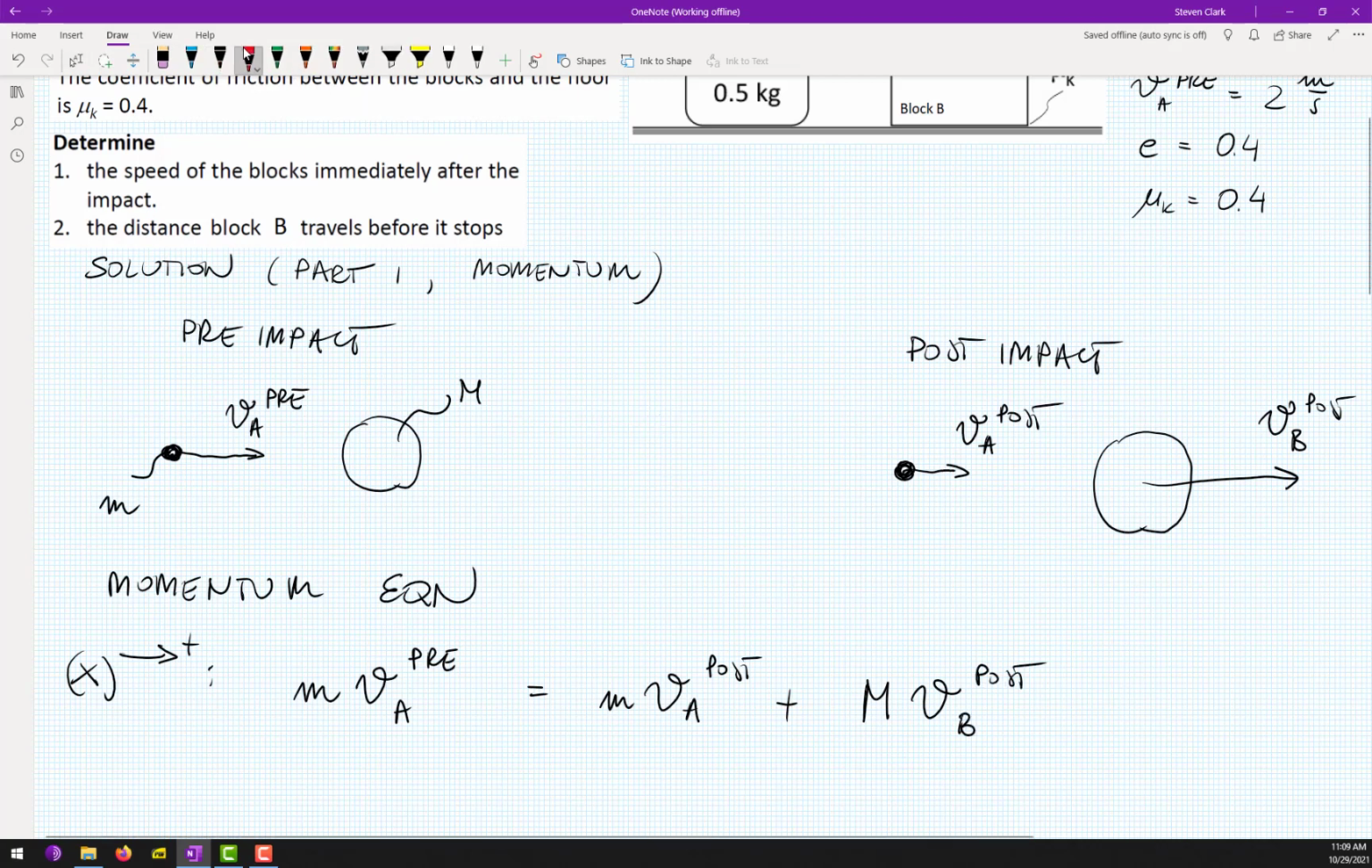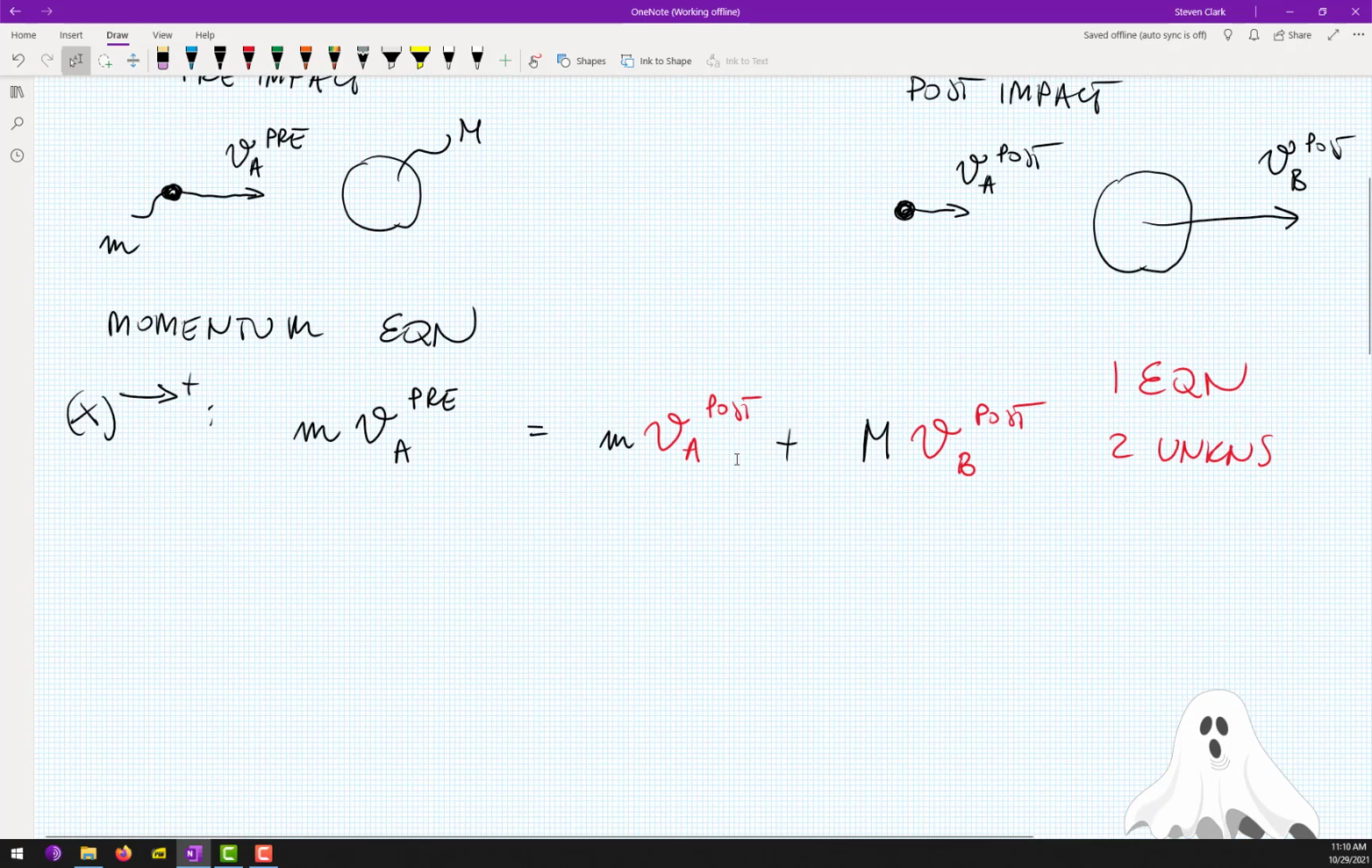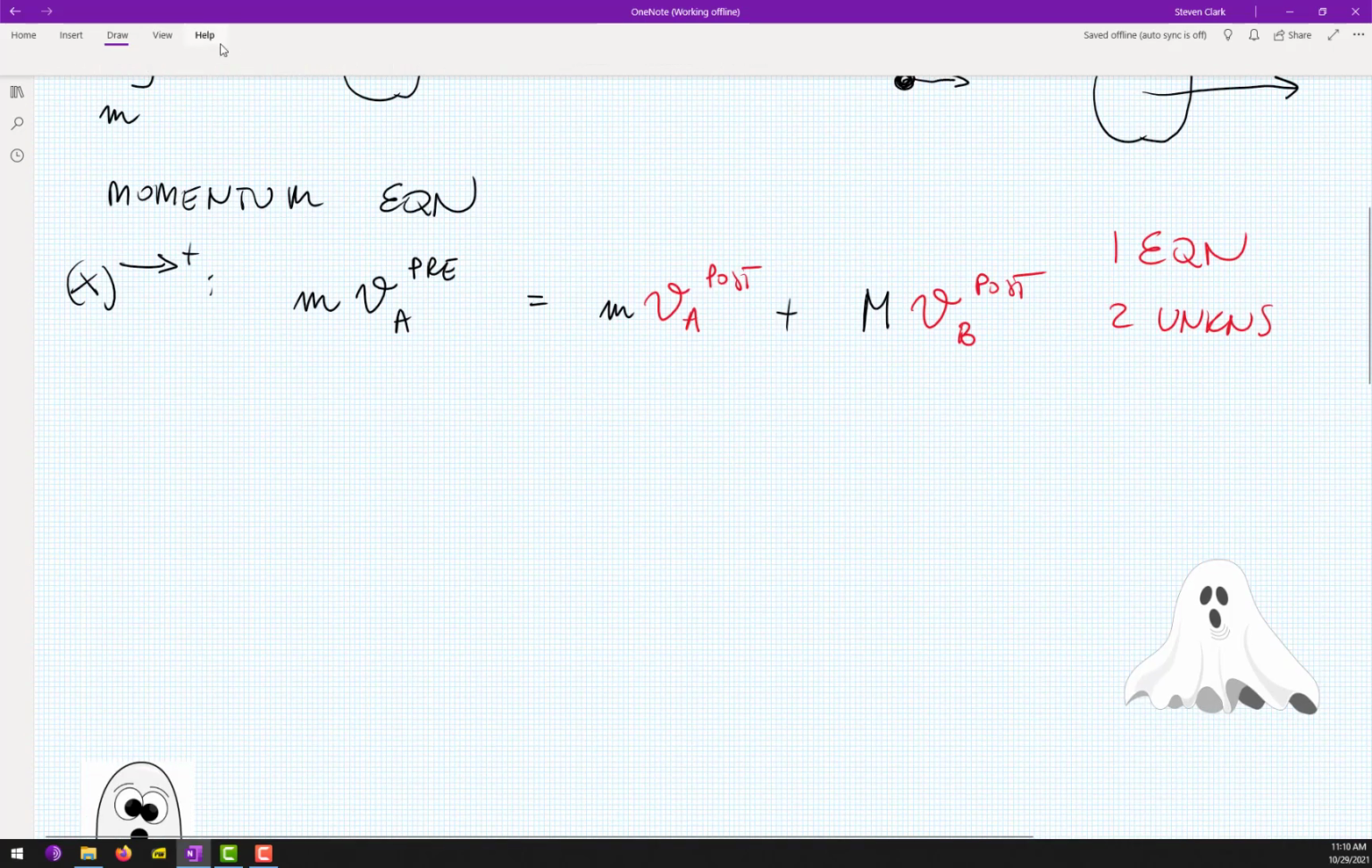Okay, so how many equations do we have? One equation, and I think two unknowns, because we know everything that is happening before the impact, but we have no idea what is happening after the impact. We must figure it out. So I propose that we go for the coefficient of restitution equation.